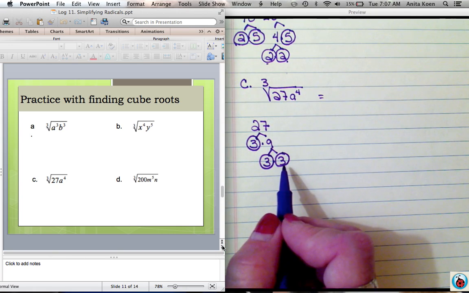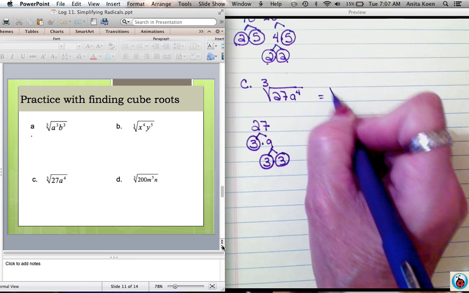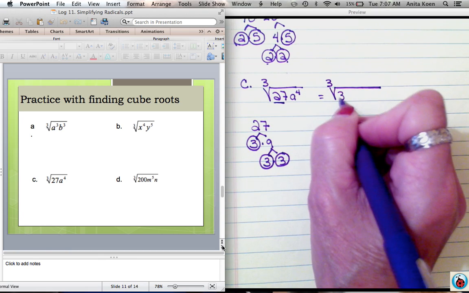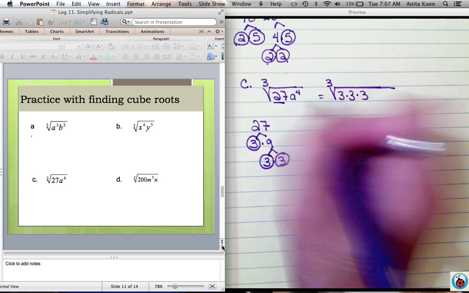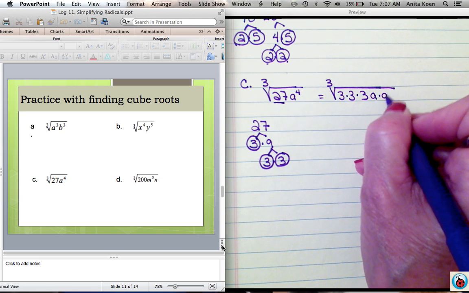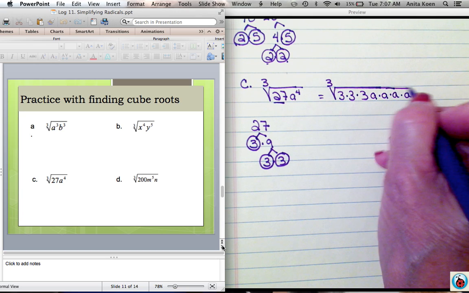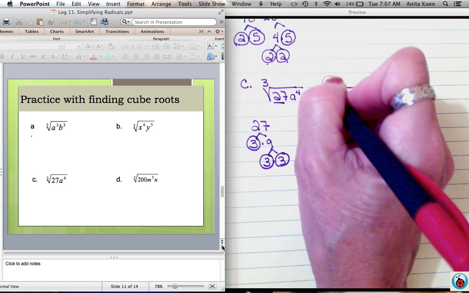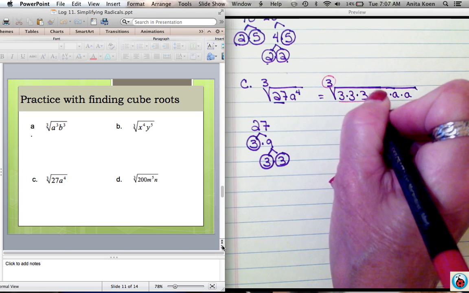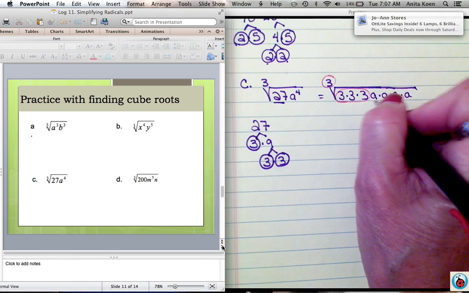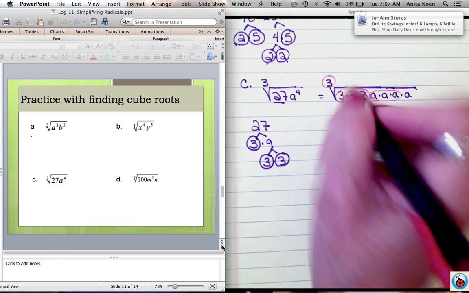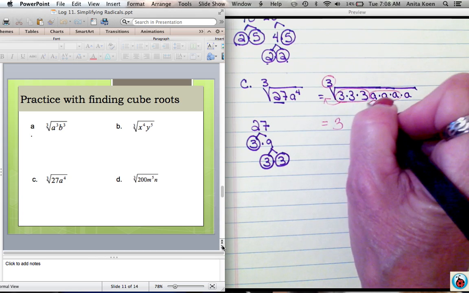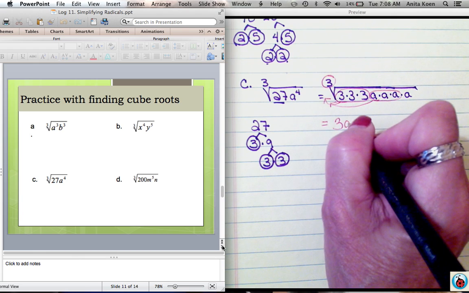When I have all of my numbers prime, then I can come up here and put it into my radical. So 27 is 3 times 3 times 3. A to the 4th is a multiplied by itself 4 times. Now I'm looking for groups of 3. So here's 3 3's. Here's 3 a's. So 3 3's get to come out as 1 3. 3 a's get to come out as 1 a.